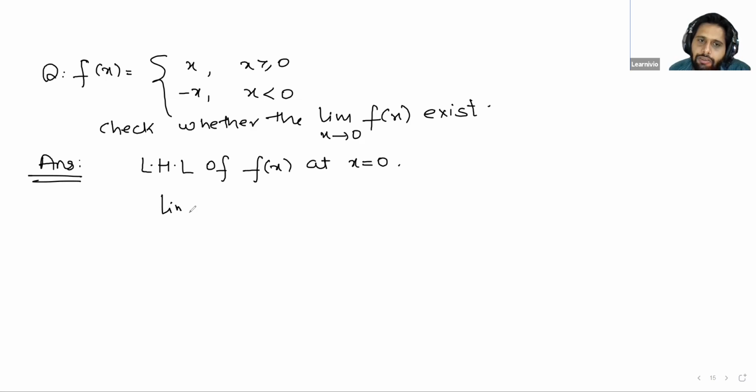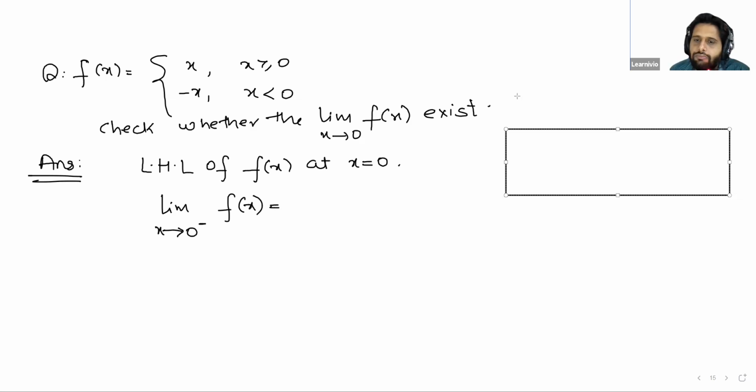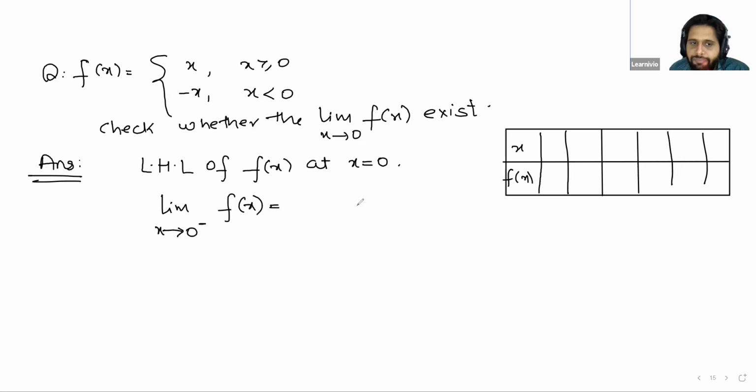LHL को हम ऐसे लिखते हैं, लिमिट x टेंड्स टू 0 माइनस का मतलब we are approaching this 0 from the left side. इसका मतलब नेगेटिव नहीं है. 0 माइनस रिप्रेजेंट कि हम इसको अप्रोच कर रहे हैं फ्रॉम द लेफ्ट साइड. सो fx. ठीक. सो वी हैव दिस. ये हमारा x है and this is fx. So 0 माइनस का मतलब we are approaching from the left side. So ये 0 है. So left side से अगर हम अप्रोच कर रहे हैं तो वो लेफ्ट लेस देन 0 का या ग्रेटर देन 0?